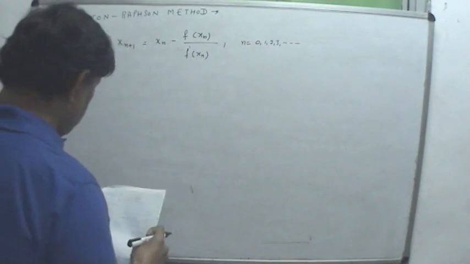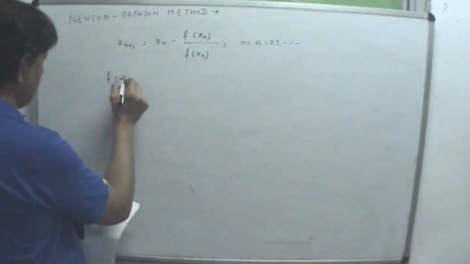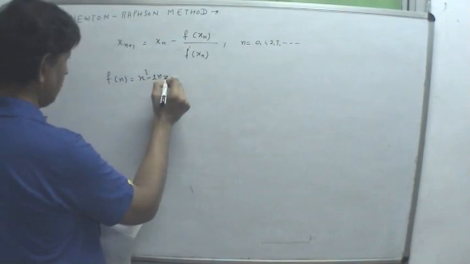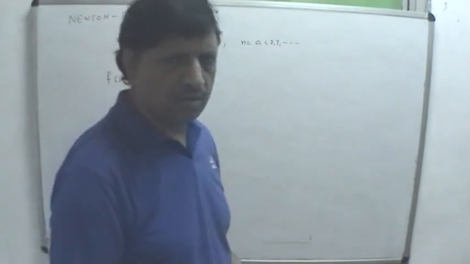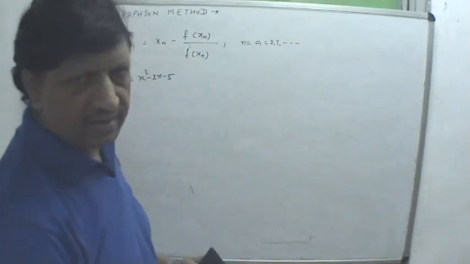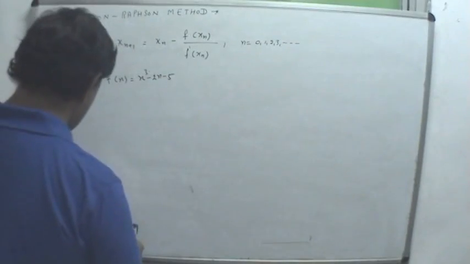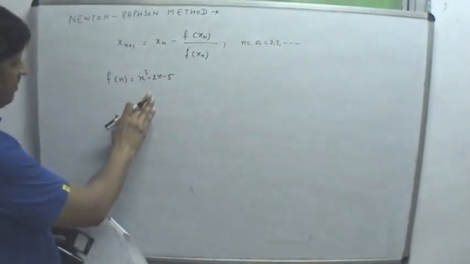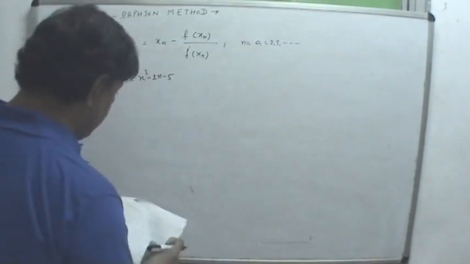Find the exact root of the function f of x is equal to x cube minus 2x minus 5 by using the Newton-Raphson method. Again, the objective is the same, but the method is different. Here it is the given function. So we are facing the same problem again. From where should we start? Where is the approximate value?